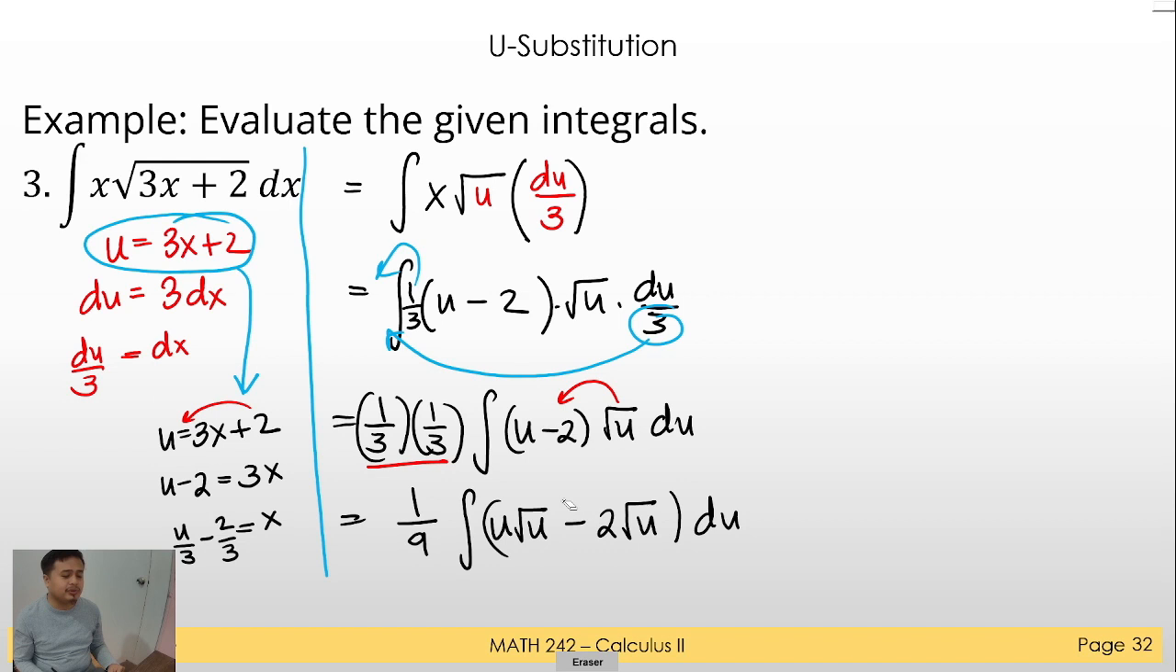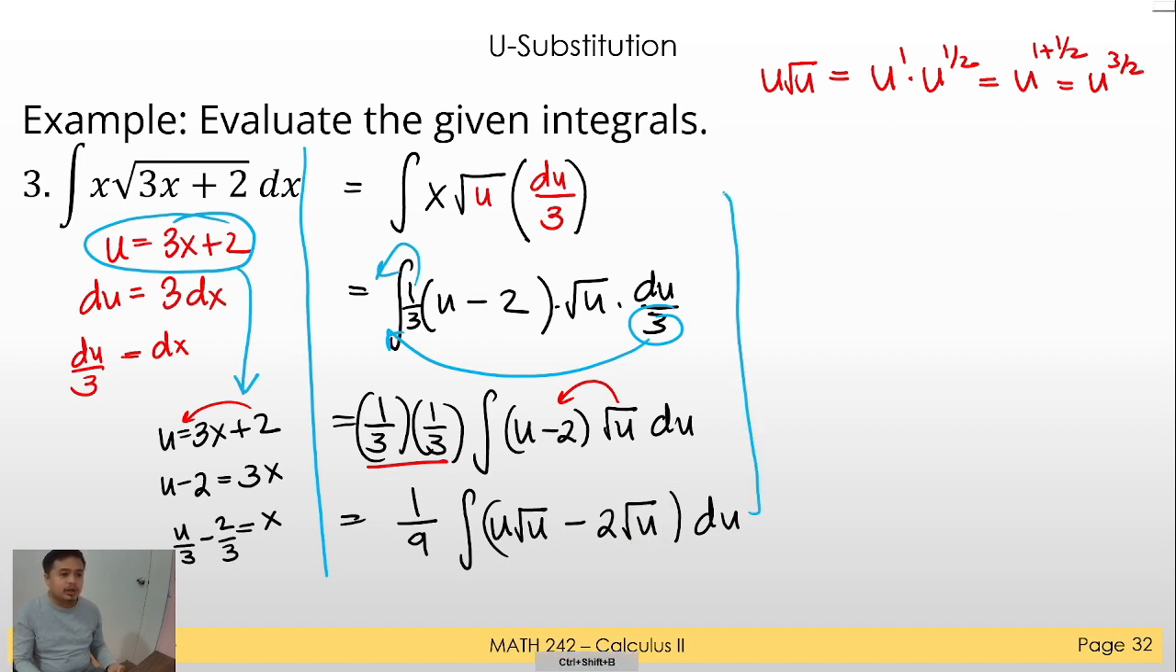Okay, so u square root of u, guys, if you have u square root of u, that basically means we have u raised to 1 multiplied by u raised to 1 half. And if we have a multiplication of two powers with the same base, this will be equal to u raised to 1 plus 1 half, which is a rule of the exponents. So this will be equal to u raised to 3 halves. Okay, and then this square root of u will also be equal to a fraction, no? So we have 1 over 9 integral of u raised to 3 halves minus 2 u raised to 1 half, and then multiplied by du.